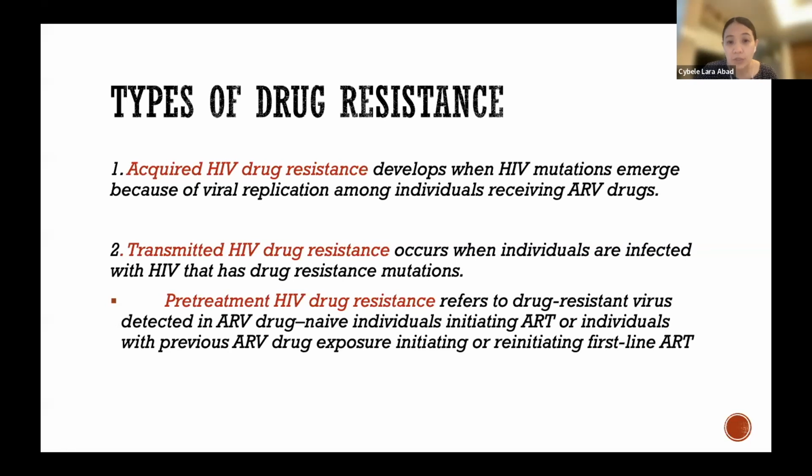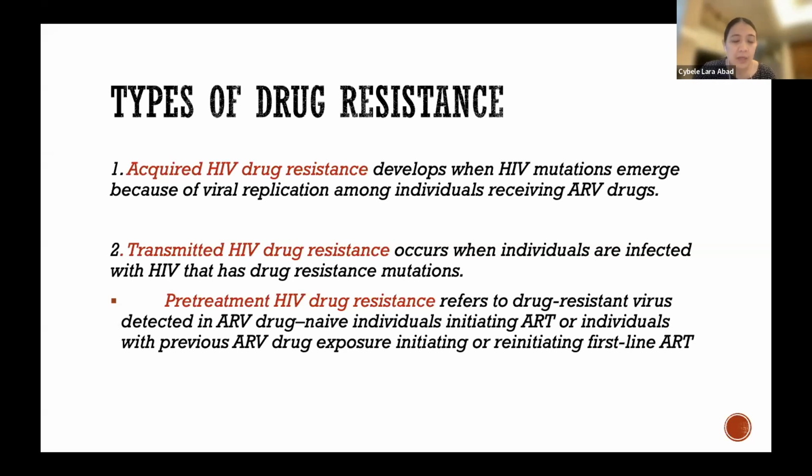The second type of drug resistance is transmitted HIV drug resistance. If you think about it, the only way someone will get HIV is through another person, right? And that other person may have been exposed to drugs already and may have drug resistance already. And so that drug resistance is transmitted to the person who just got HIV. So this is what transmitted HIV drug resistance means, okay? A subset of that is what you call pre-treatment HIV drug resistance, which means the drug-resistant virus is detected in patients who have not yet taken ARVs, who are just about to start ARVs, or individuals who have taken ARVs in the past, but are reinitiating ARVs again.